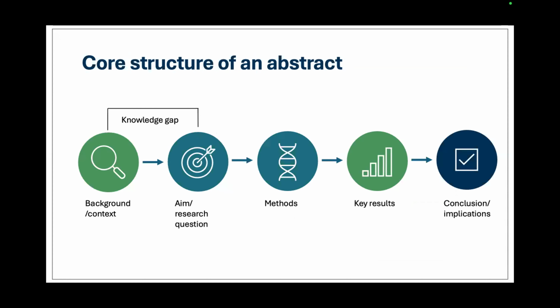So this is the core structure of an abstract. You start with the background, the broader context, then the knowledge gap, which links to your actual research question or your aim. Then you talk about what methods you used, what you found, and why this matters. One really important thing is, this is an eDNA conference, so you don't need to use half your abstract explaining what eDNA is or common terms like metabarcoding. We all know what this is. So use your word count for your science rather than textbook definitions.